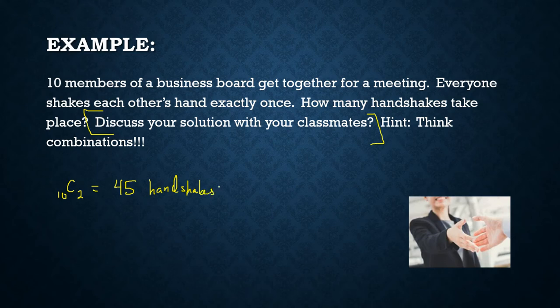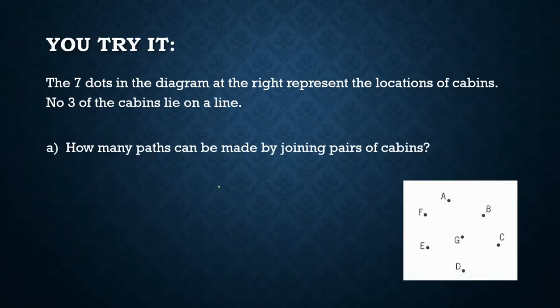So that's an interesting problem I always like to do because you can frame it nice and easy in terms of combinations. It's pretty cool. 45 handshakes. One more example for you guys to try. So there's 7 dots at the bottom right of your screen here. Let's say they represent the location of cabins in a snowy area. Something rather important to this question is that no 3 cabins lie on a straight line. How many paths could you make by joining pairs of cabins?